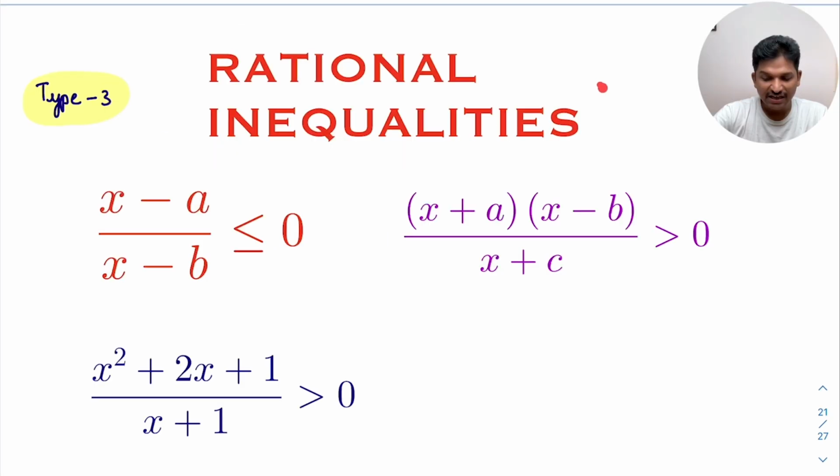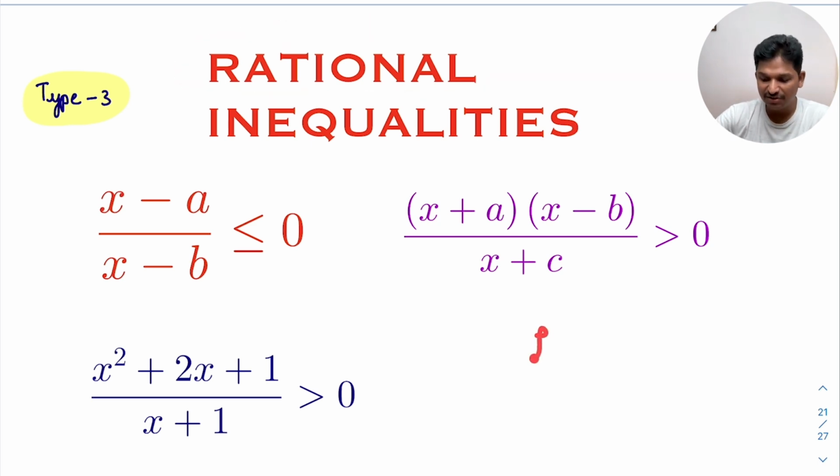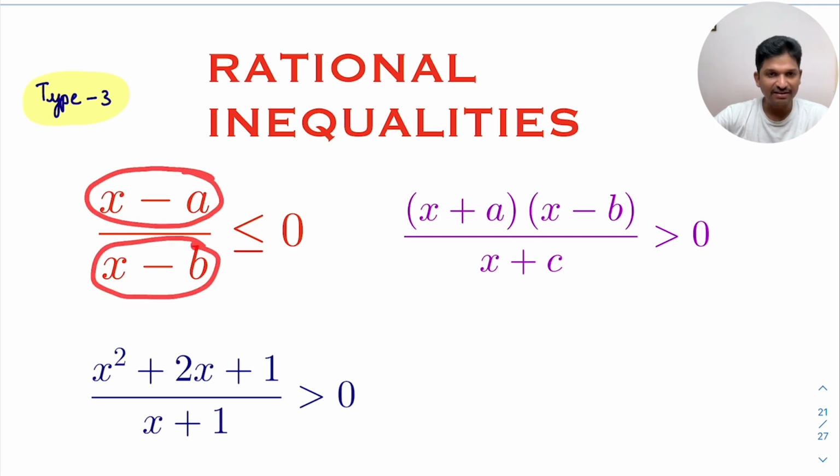I hope you follow. Now, how to solve rational inequalities? You know rational function. Rational function means what? A function which is in the form of f of x divided by g of x, where f of x, g of x are polynomial functions. You observe here, this is like f of x divided by g of x.